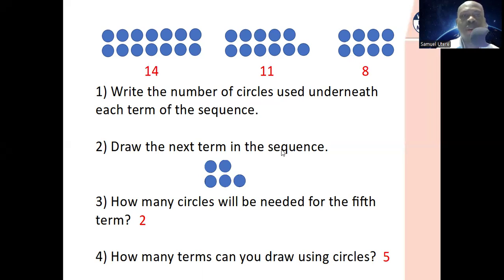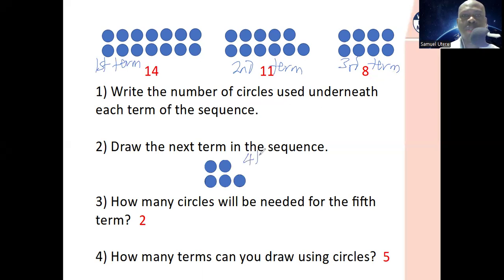And then number two, you were asked to draw the next term in the sequence. Okay, remember what we've learned so far from our very first lesson. We count from the left. So this is the first term. This is the second term. This is the third term. Okay, so notice that we're taking away 3 circles every time. So if you take away 3 from 8, you're going to get 5.